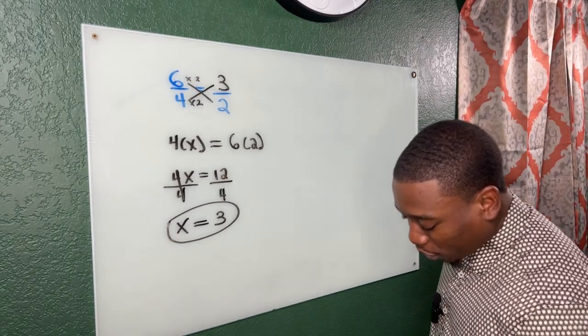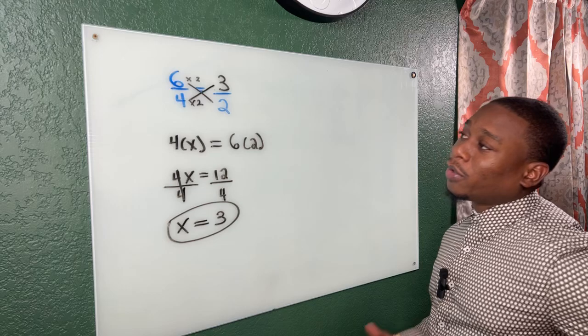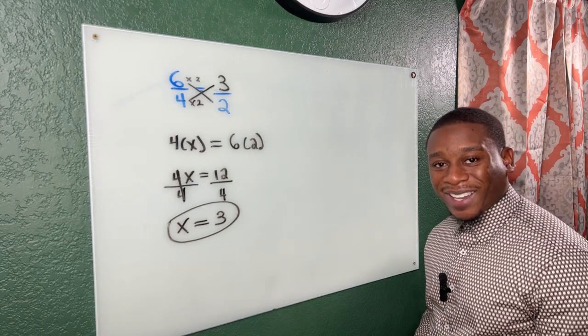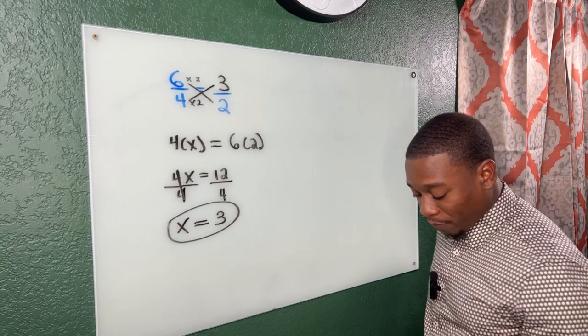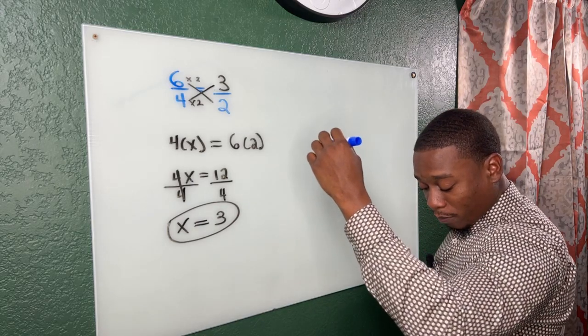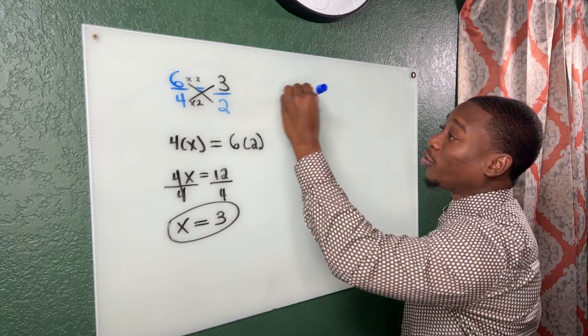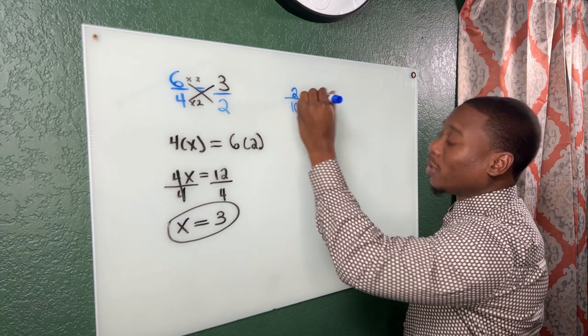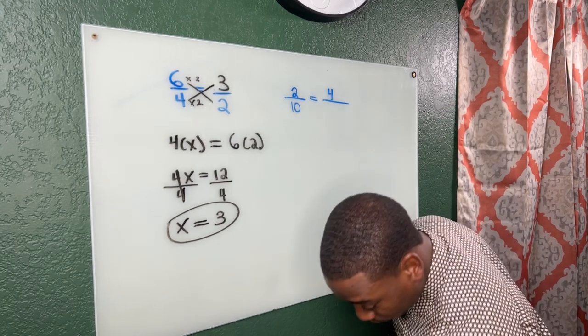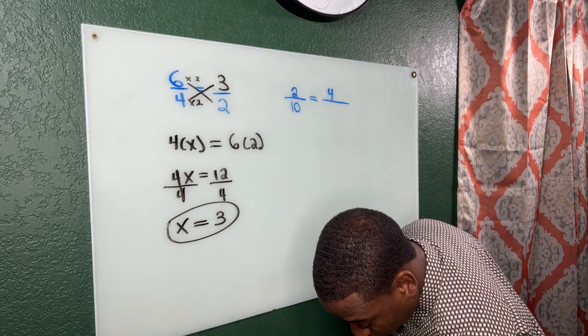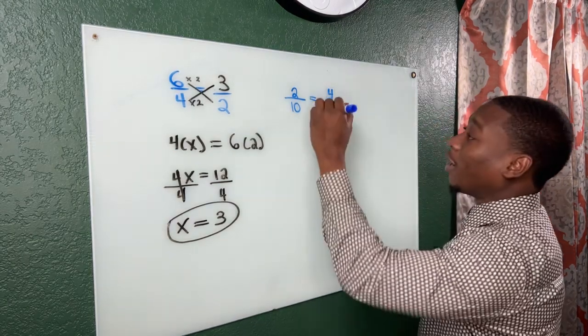Now, in problem number 2, they try to make proportions complicated or tricky by giving you a binomial, okay? So this is what I mean. Let's write this problem down. So we have 2 divided by 10 is equal to 4 over x plus 5. All right, sorry.